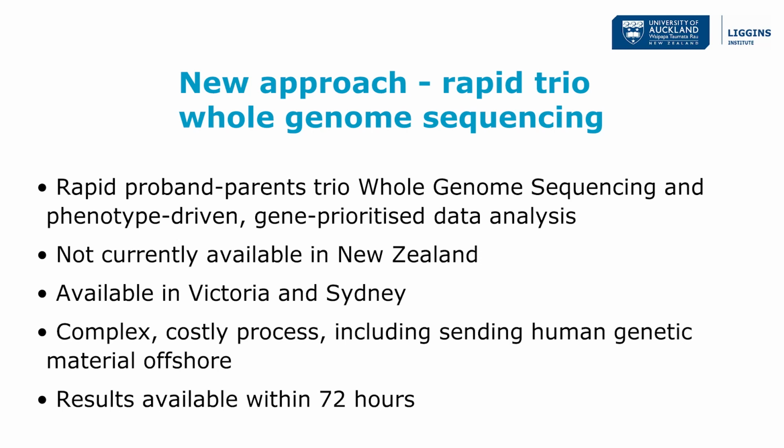And internationally, there is an alternative test called Rapid Proband Parents Trio Whole Genome Sequencing with phenotype-driven gene prioritized data analysis, which can give you the answer in a very rapid period of time. For example, in the US, they are now doing this getting a result in 12 hours. In Australia, in Sydney and Victoria, it's available with about a 72-hour turnaround time. It's not available in New Zealand yet.